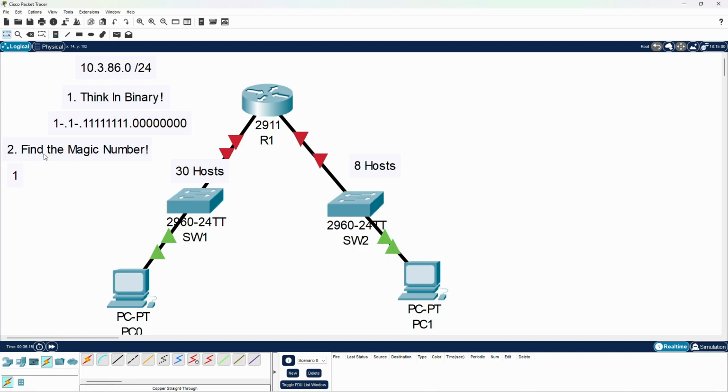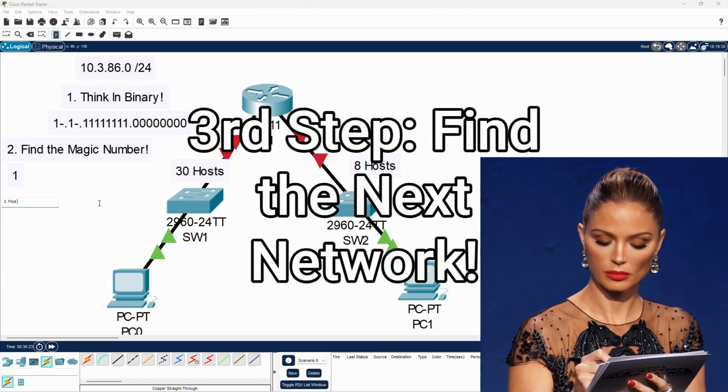We finished step 2. The magic number is 1. Now the third step, and this is actually our final step in what we're trying to do, is find the next network.